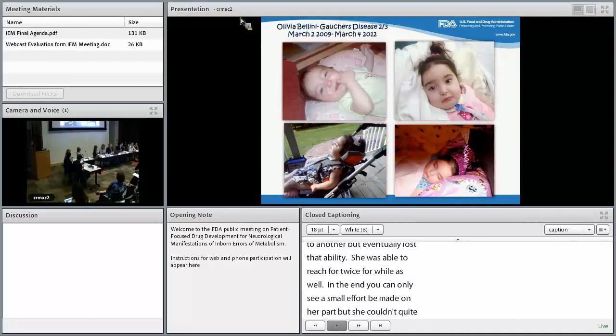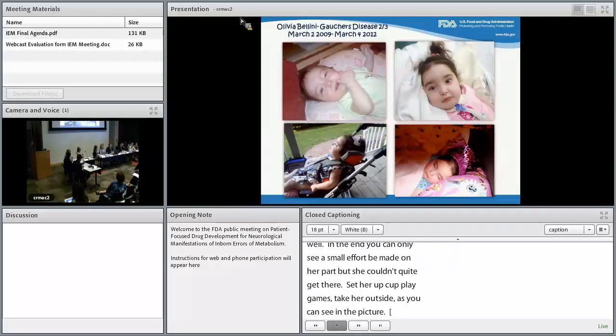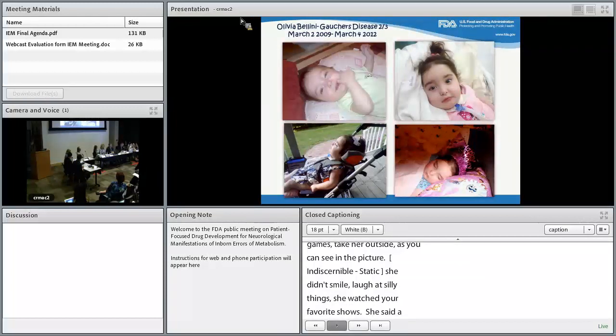We would sit her up, play games, take her outside, as you can see in the picture. We would read books to her, play with toys, hand over hand. She did smile and laugh at silly things. She watched her favorite show. She said a couple of words, only one syllable though. As you can see, she just passed away at age of 3.